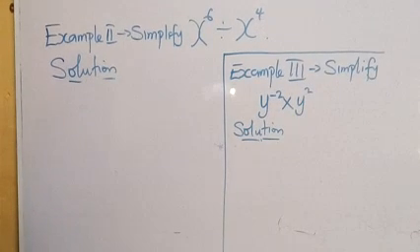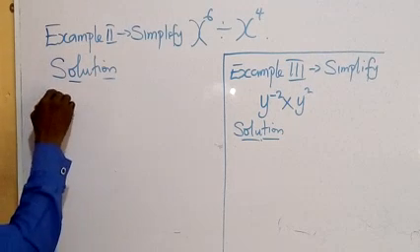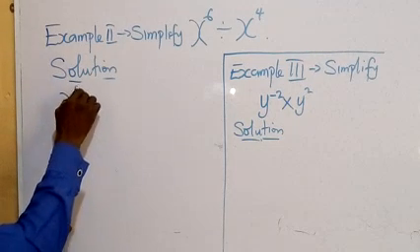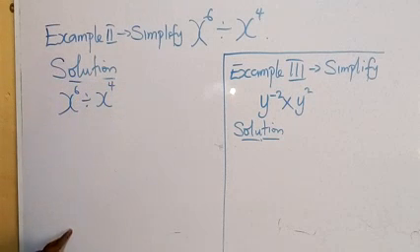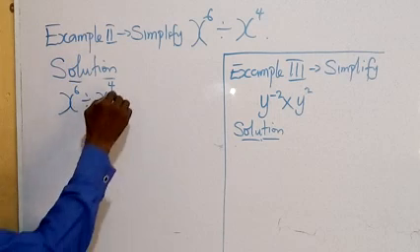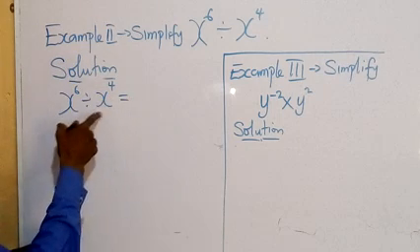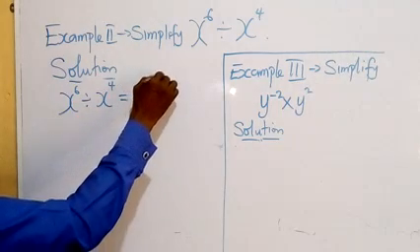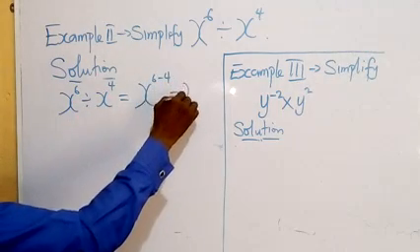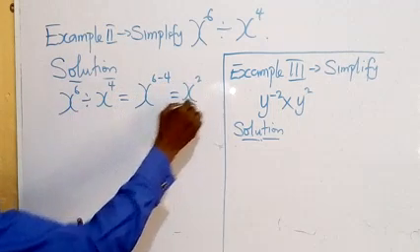Now let's go to the second example. Example 2: simplify x power 6 divided by x power 4. What does that mean? The law of subtraction. It means they have the same base. It will become x raised to power 6 minus 4. The value is x raised to power 2.